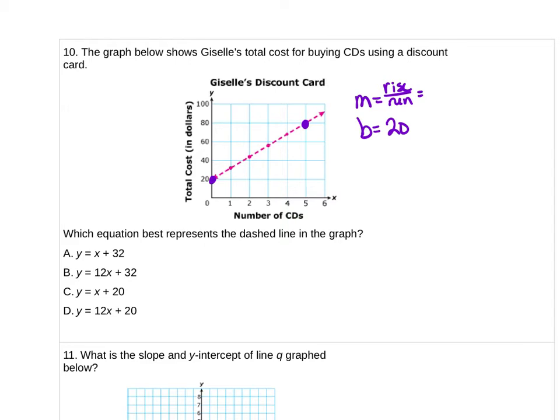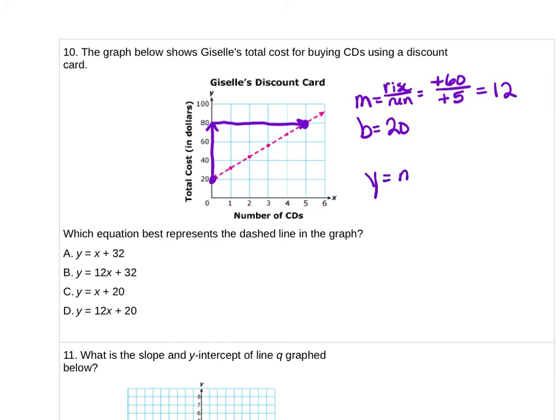And so we're going to rise, careful, it's not rising 3, it's going from 20 up to 80, so we're going to rise 60, and then we're going to run from 0 to 5, so it's going positive 5, so the slope is 12.